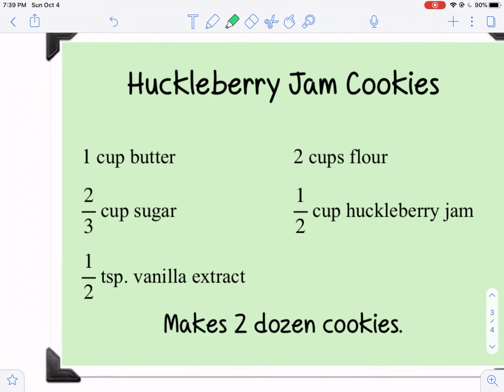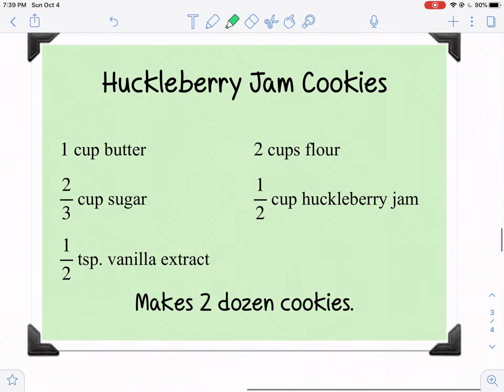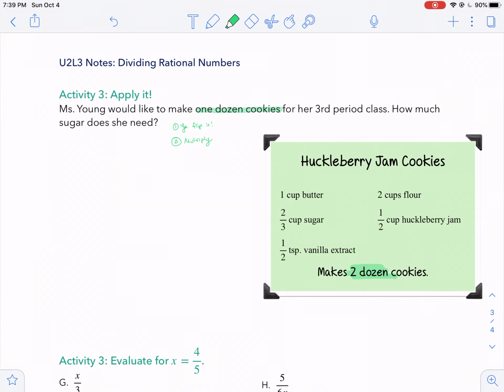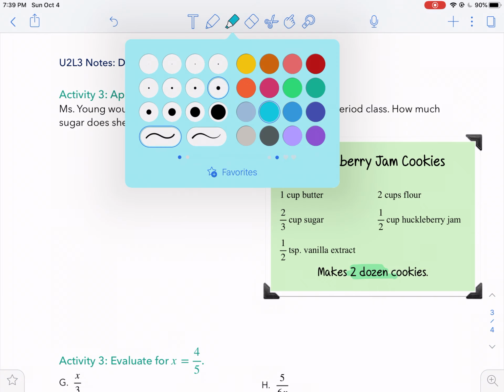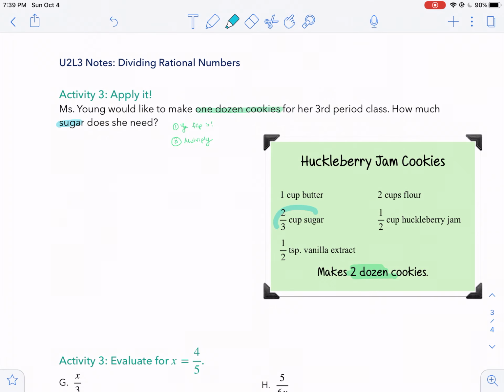However, look at this amazing recipe that for realsies exists. It makes 2 dozen cookies. So we need to divide by 2. Okay, first, what do we need? Sugar. We're looking at sugar. How much sugar does she need? And this calls for 2/3 of a cup.